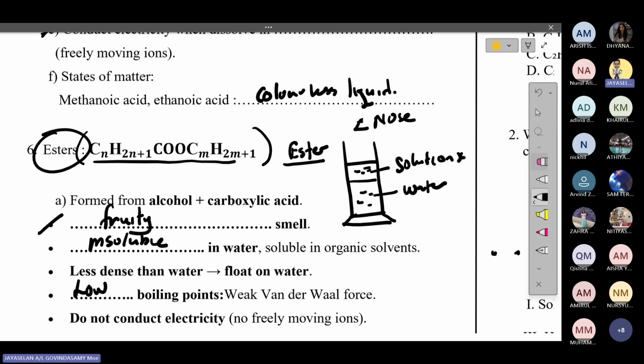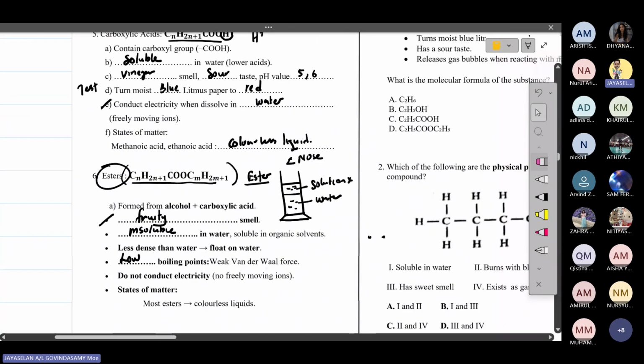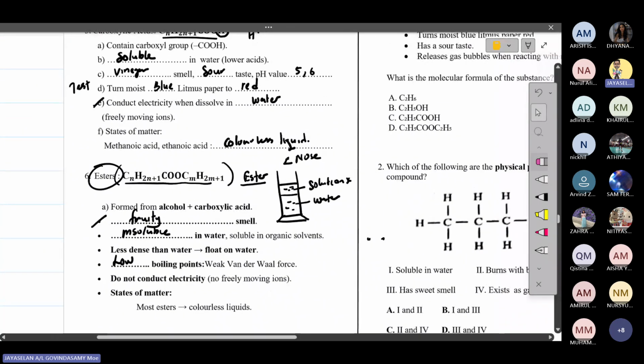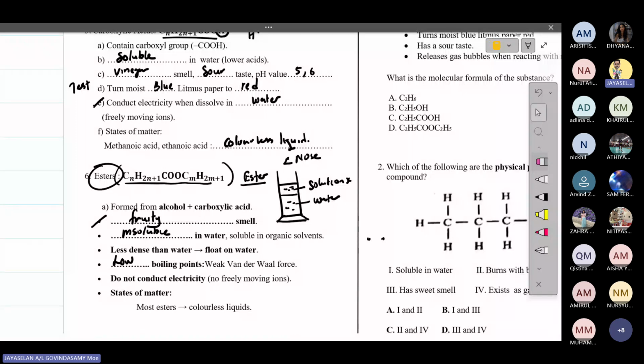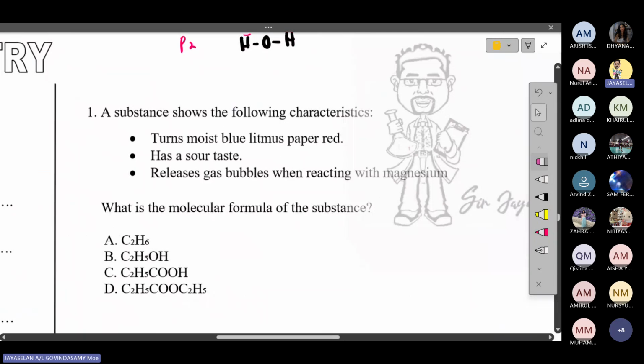Any question? No question. Okay, all physical properties done, naming method done, except ester. Dia punya general formula semua done. Okay, today I'm going to go for chemical equation. Try to answer this question.